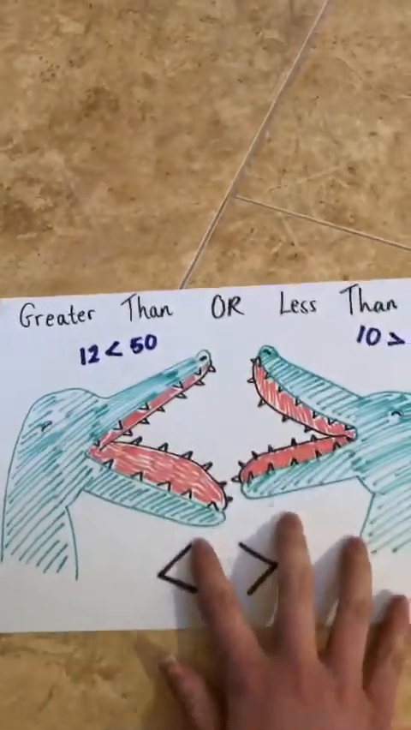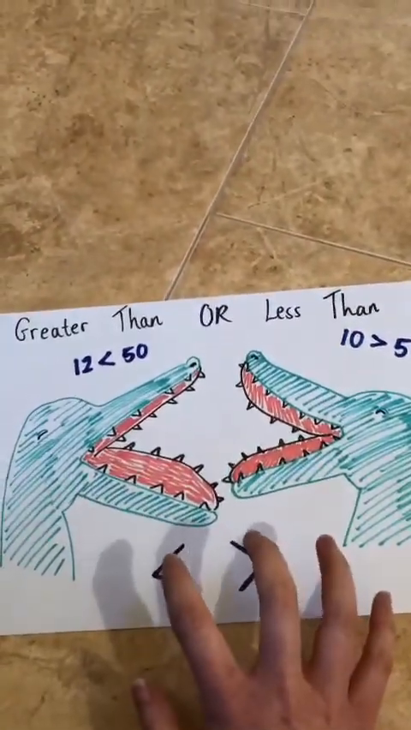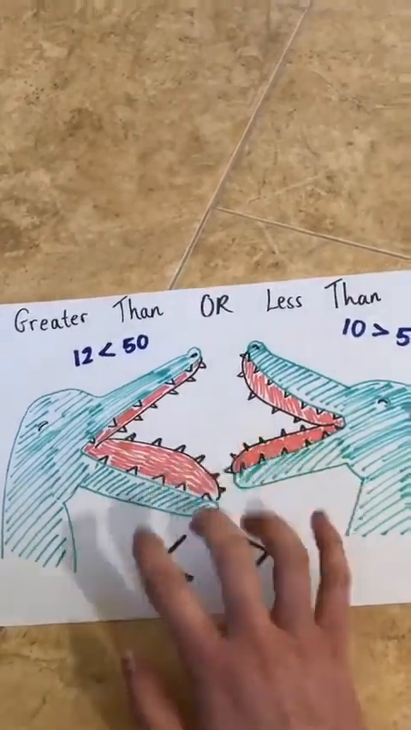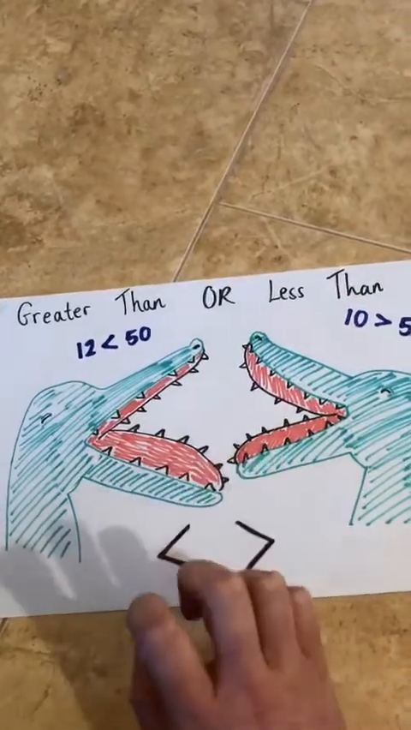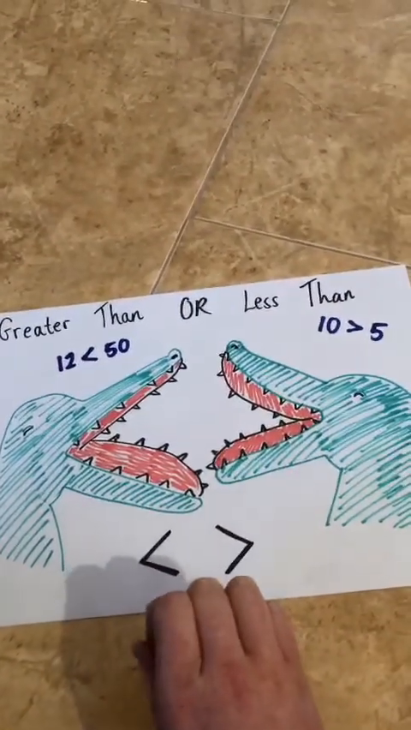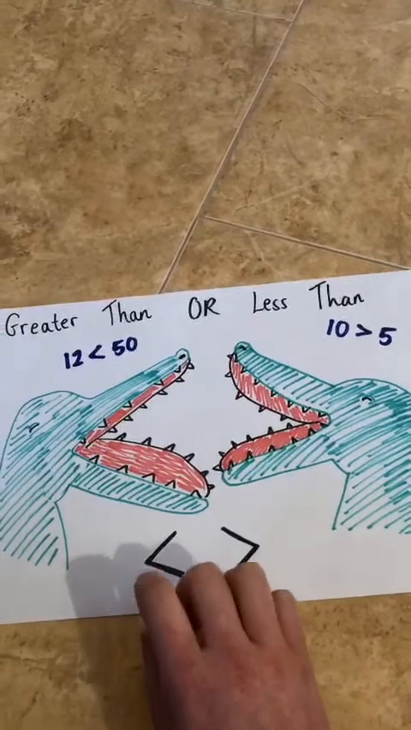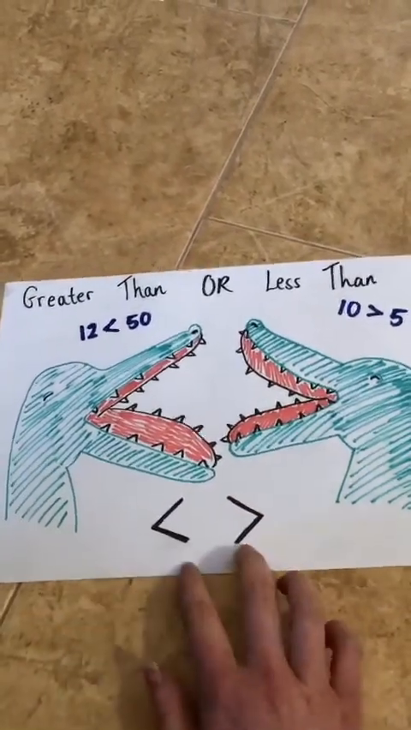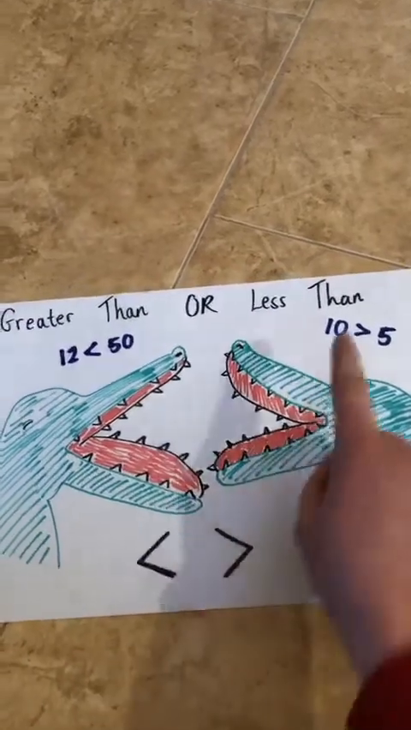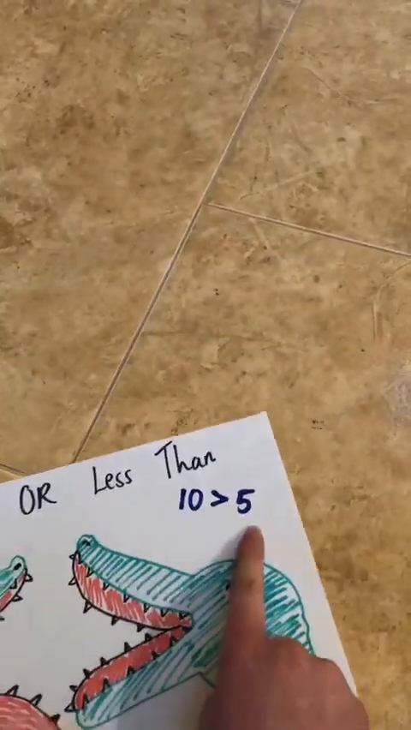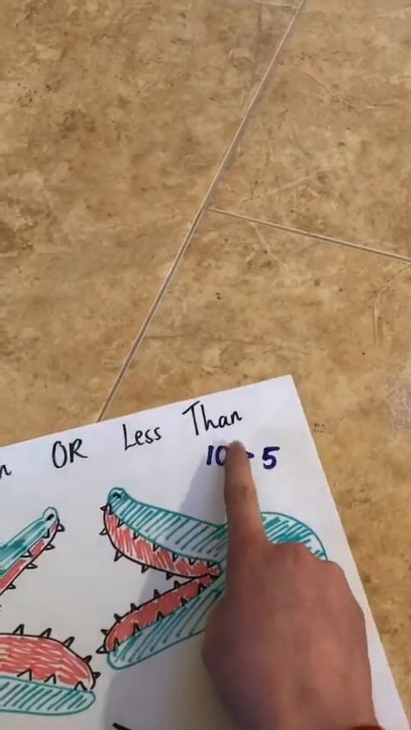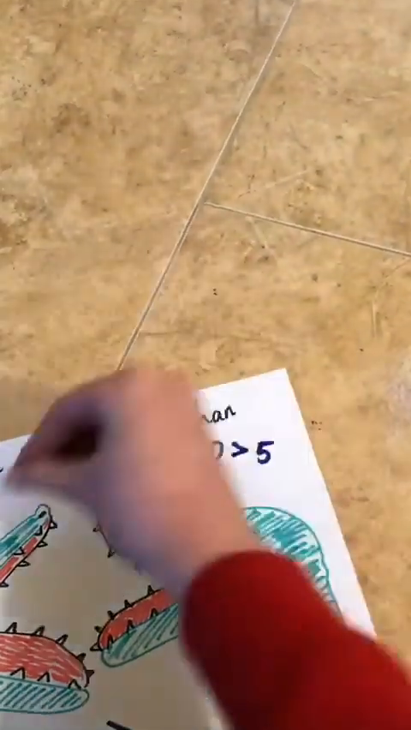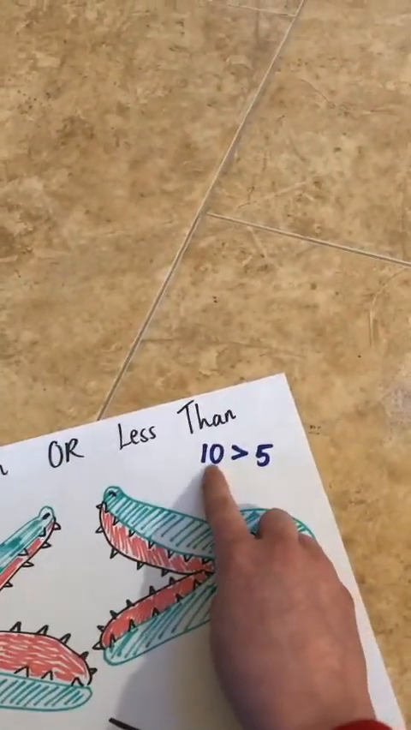So this is where our crocodiles come in. Now imagine you are a crocodile, and crocodiles are very hungry, and the crocodile wants to eat the biggest number all the time. So we are going to pretend that these signs here and here are crocodile mouths. Now, if we have the number 10 and the number 5, you can see that the sign, if it looked like a crocodile's mouth, is eating the number 10 because the number 10 is much bigger.